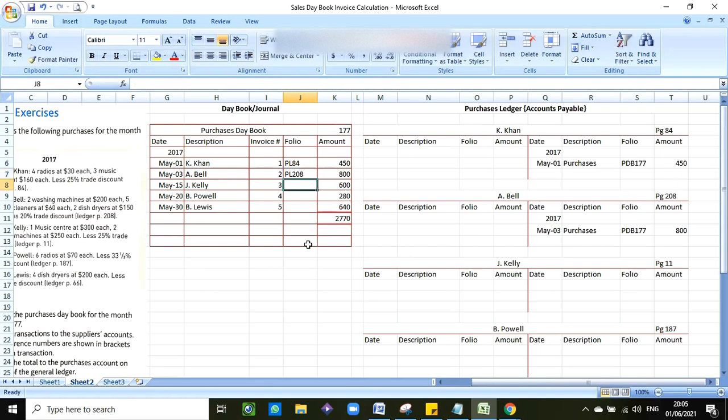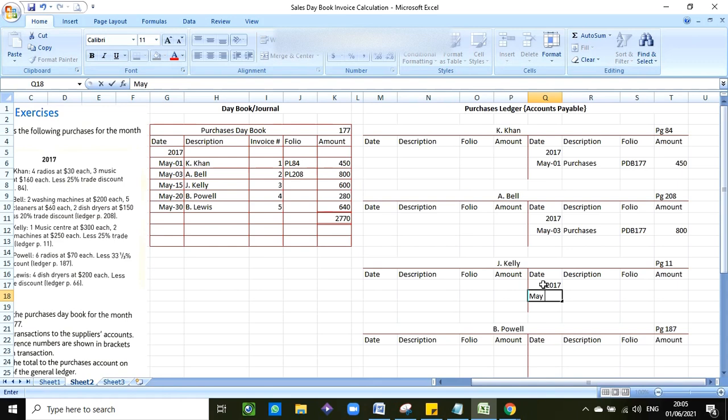The following transaction will be posted to J. Kelly's account. Again, we want to increase the account, so we do it on the credit side. It's a liability, it's an accounts payable, a purchases ledger. I hope that part is clear.